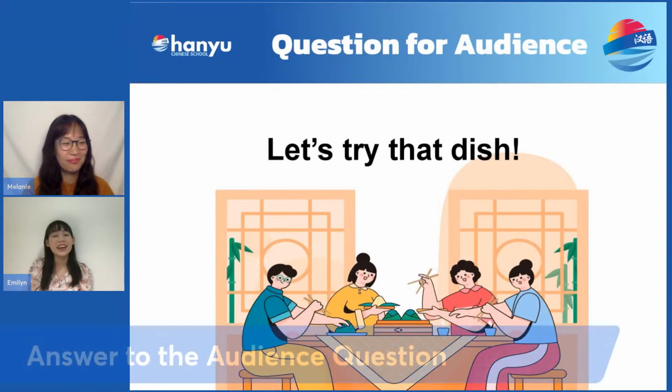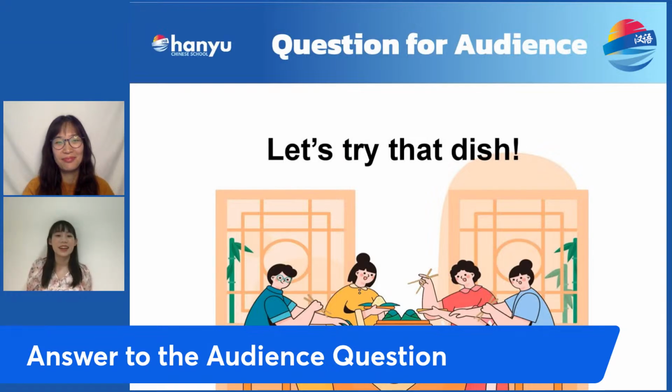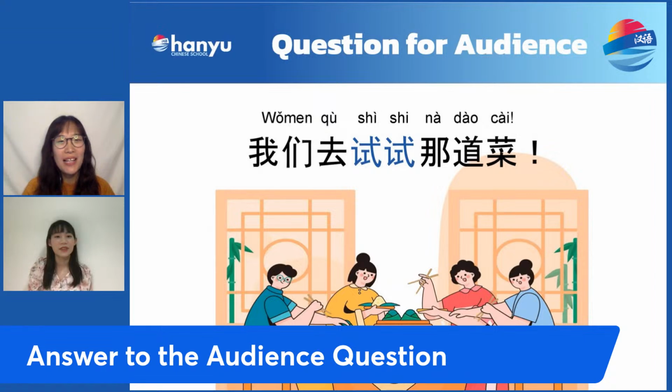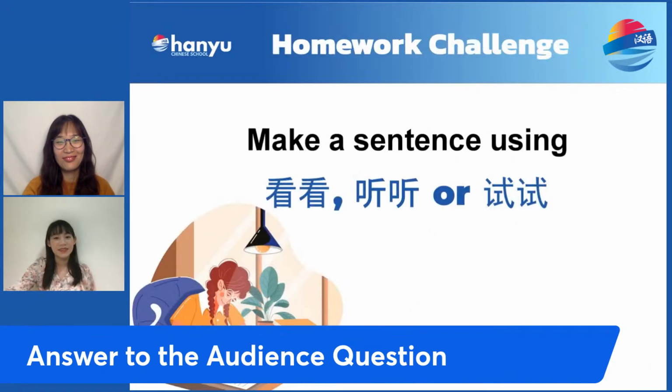Okay, so we had a question before. How do we say let's try that dish in Chinese with verb duplication? Okay, the answer is 我们去试试那道菜. If you got it right, well done. If not, don't worry. Just keep practicing. Using 试试 here makes the whole invitation friendly and relaxed. It's exactly like saying, let's give it a try.